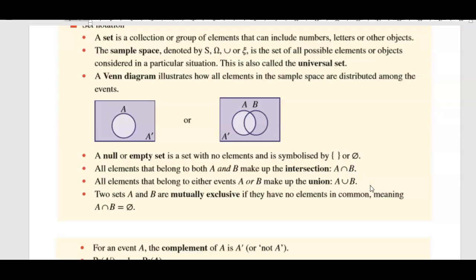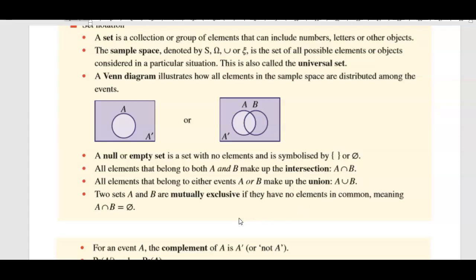Now, all elements that belong to either event, A or B, make up the union. So this is the union symbol. So make sure you know the difference between these two, okay, because all these other symbols are probably not used as much as these two. So intersection and union. You need to make sure you know the difference between the two of them. So A and B, A or B.